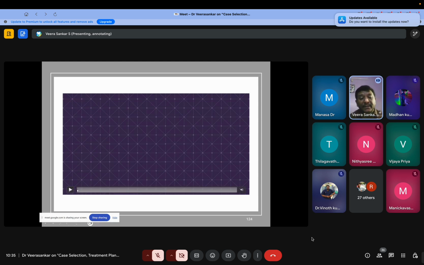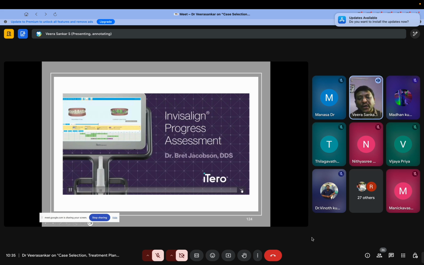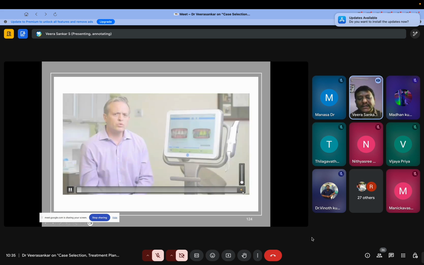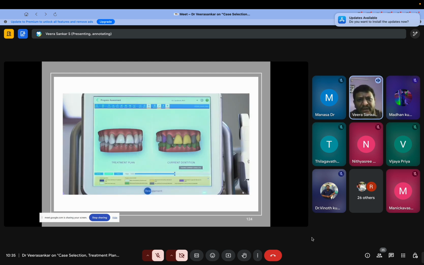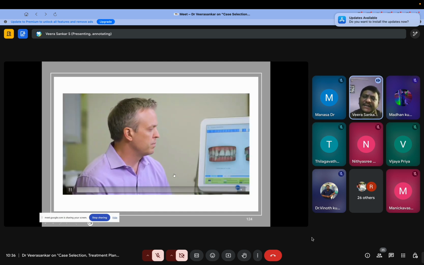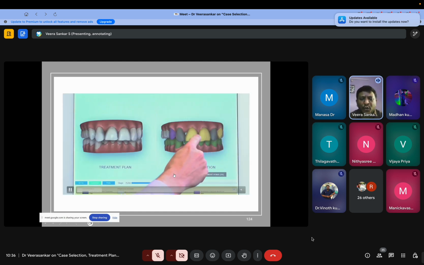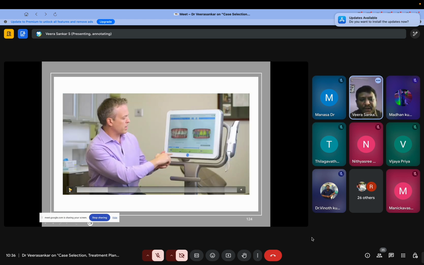Yes, it can be done in a digital manner also. You can look at the video. There is something called progress assessment. For any patient going for aligner treatment, if they are visiting you after 3 months, this is available with iTero and Invisalign planning. We have to do a regular intraoral scan. Can you see here in this video?